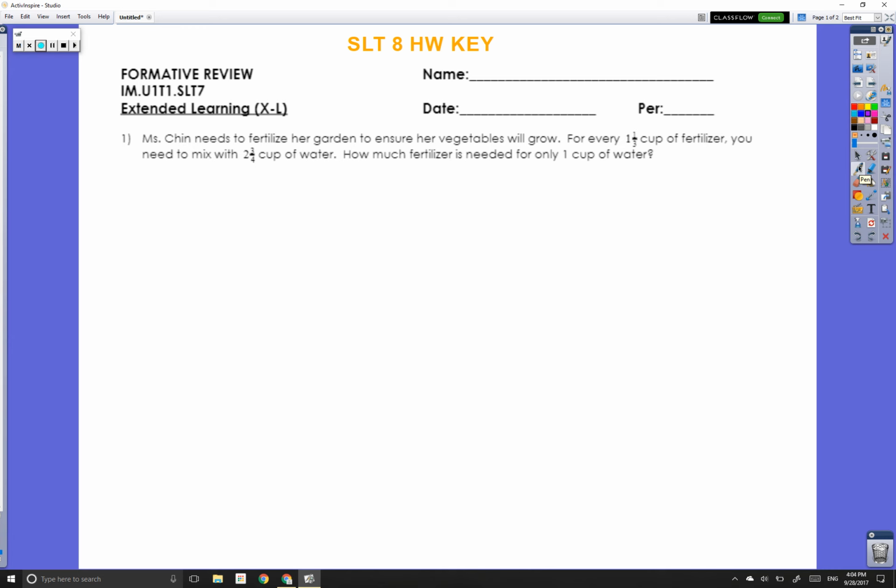All right, so for the homework, this is SLT8 Homework Key. The first question asks, Ms. Chin needs to fertilize her garden. For every 1 1/3 cup of fertilizer, we're mixing that with 2 3/4 cups of water. And I need to find out how much is needed for 1 cup of water. So the 1 cup of water is how I know that that's the denominator of our unit rate. And I'm just going to write water. And I know that fertilizer has to be my numerator.